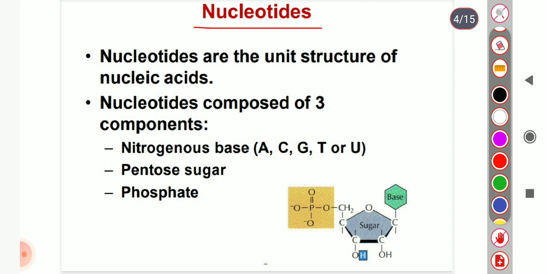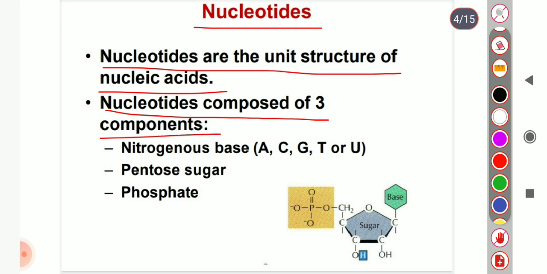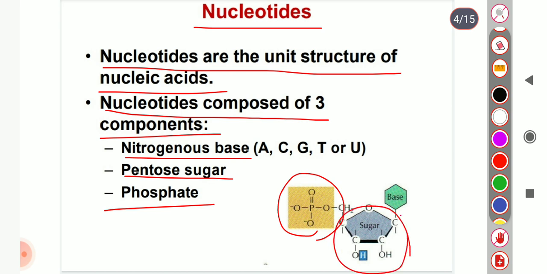Nucleotides are the unit structure of nucleic acid. A nucleotide is composed of three components: nitrogenous base, pentose sugar and phosphate. These are the phosphate, these are the pentose sugar, and this is the nitrogenous base, which may be adenine, thymine or uracil, whichever is present. And you can see the hydroxyl group is present inside the DNA. The second hydroxyl group is absent, so it is called deoxyribonucleotide. But in RNA, both hydroxyl groups are present.